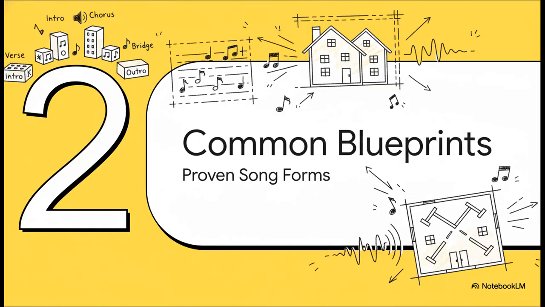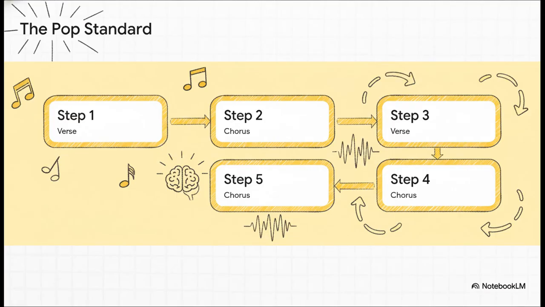All right, so now we have our building blocks, the intro, verse, chorus, bridge, and outro. Now let's look at a few of the most popular, time-tested architectural blueprints for how to actually put them all together. First up, we've got the absolute workhorse of pop music, verse, chorus, verse, chorus. This is the backbone of countless hits, and for a really simple reason, it is incredibly effective at drilling that super memorable chorus right into your brain through repetition.